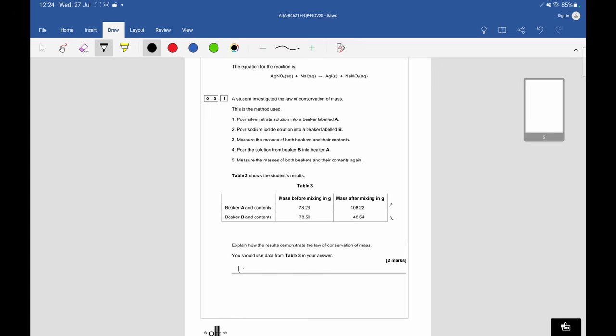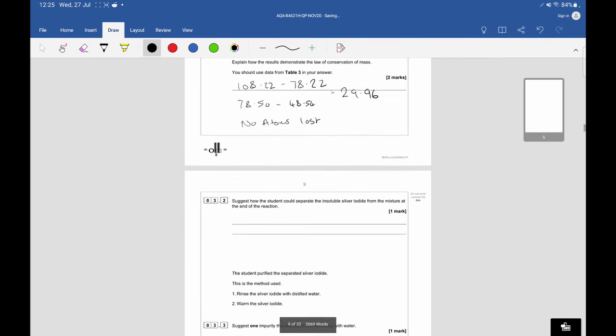So we do 8.22, take away 78.26, and we do 78.50, take 48.54, and this would both give us the answer of 29.96, because the overall amount of those substances has not changed. And then we'd say no atoms lost. Conservation in general means you're not losing things, and we've just proven that by proving the mass before the reaction and after the reaction were identical.